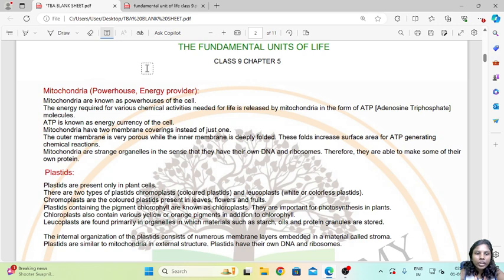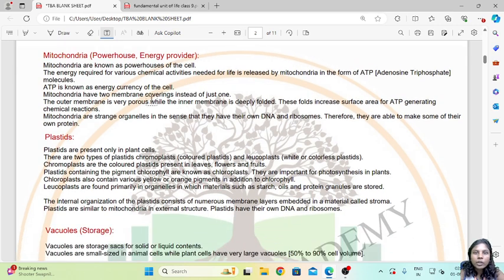Mitochondria is known as the powerhouse or the energy provider. Now, let's see why it is called so. Mitochondria are known as the powerhouses of the cell. The energy required for various chemical activities needed for life is released by the mitochondria. Any kind of chemical activity that is happening requires some kind of energy, and this energy is released by the mitochondria in the form of ATP.